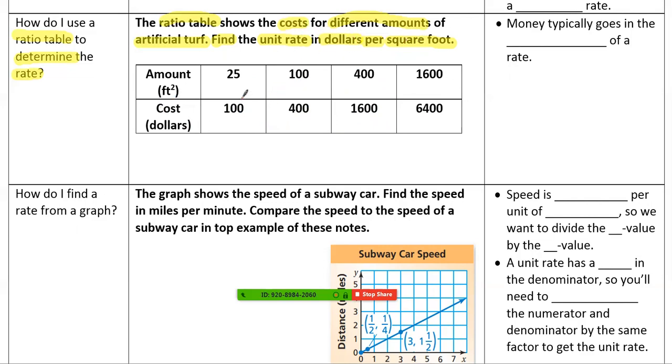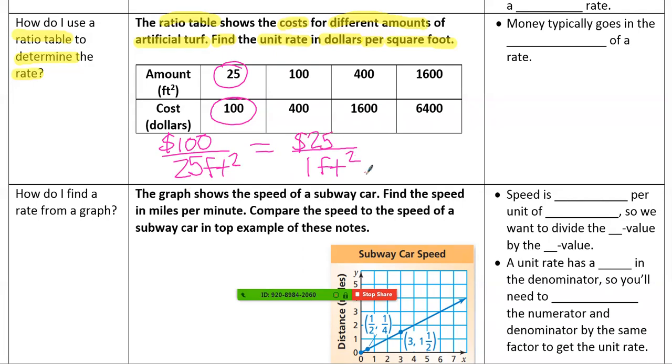So cost dollars, how about 100 over 25? So $100. And we almost always put money in the numerator, and then we're going to put 25 feet squared in the denominator. We want a unit rate, so what do we want in the denominator? Just like the essential question reminds you of, hey, what's a unit rate? 1 in the denominator. We want per 1 square foot, or 1 foot squared. How do we do that? We divide by 25 in the denominator. We must divide by 25 in the numerator, and you find that it's $4 every square foot.